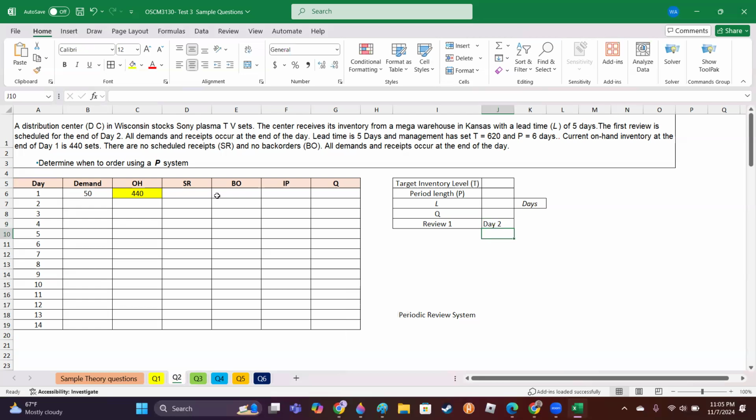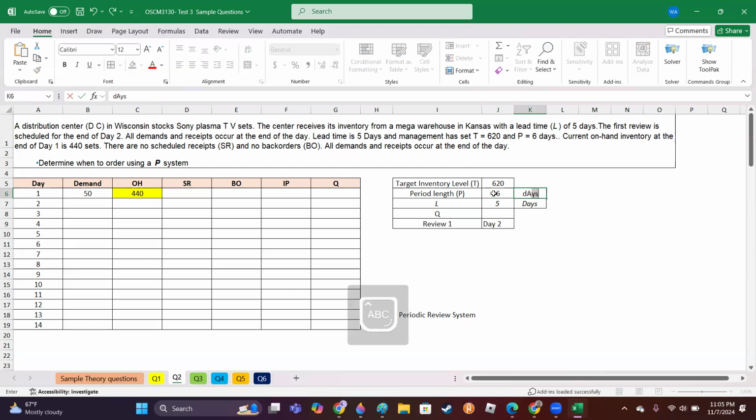Okay. What else are we told? All demand and receipts occur at the end of the day. Lead time is 5 days. So lead time, like the previous example, is 5 days here. And management has set target inventory level to 620. Okay, so that means that anytime we go to review our inventory, we want to try and bring back our inventory up to 620 units. Okay, and our buy nights have a period length of 6 days.